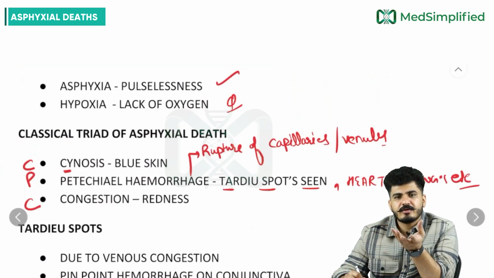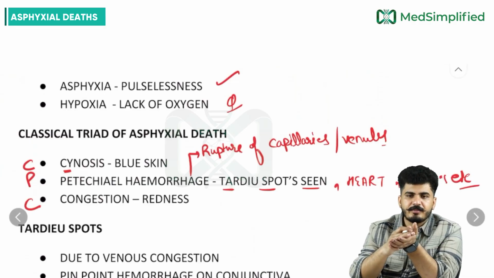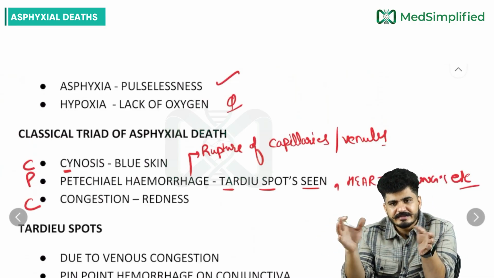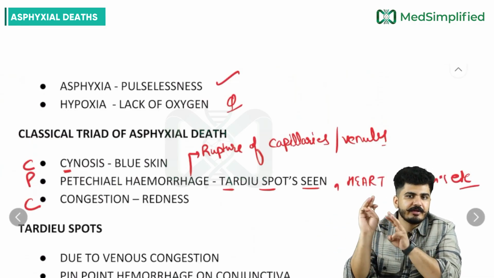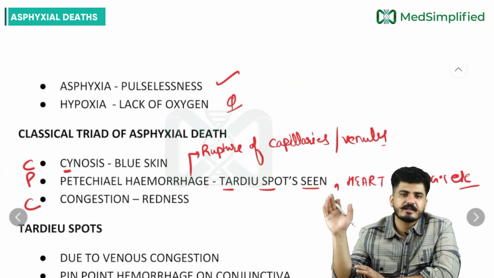And the third thing is congestion. Congestion is happening because the blood is not going anywhere. Blood is accumulated at one place. The moment the blood is accumulated at one place, there will be redness. So three things we need to remember right here, sir. One is cyanosis, then petechial hemorrhage, then congestion.